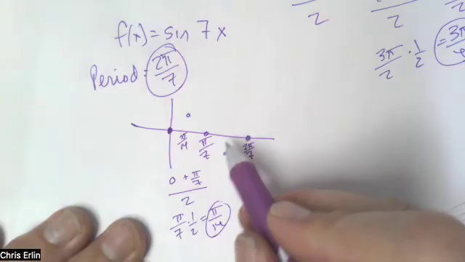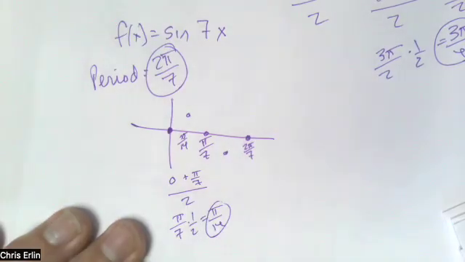Please take a moment to find this missing number. Go. Between pi sevenths and 2 pi sevenths. I see some smug looks over there. What do you got? 3 pi 14ths. Beautiful.